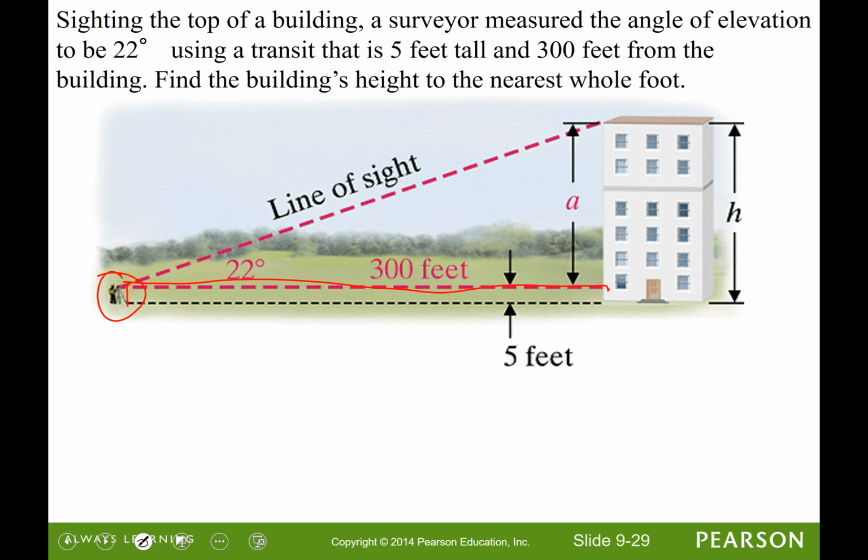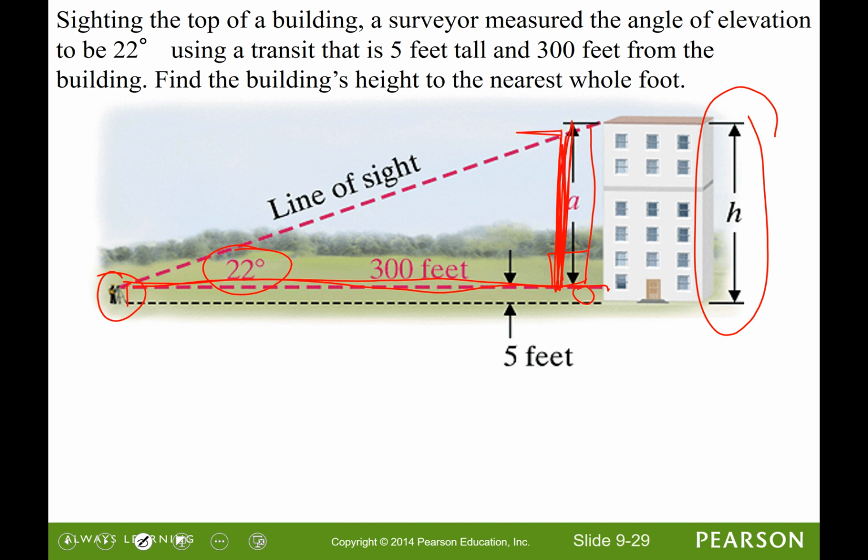Okay, so we're being asked to find the height of the building right here, which we can represent by A, and then don't forget to add that additional 5 feet, okay? So we have a right triangle here, and we know 2 parts of it. We know that this is 300 feet, and we know that this angle of elevation is 22 degrees. And that's all we need to know. We can use trigonometric functions to find the missing parts, and the strategy will be to find this side represented by A, and then add 5 feet to it, and we'll have the height of the building. All right, let's give it a try.